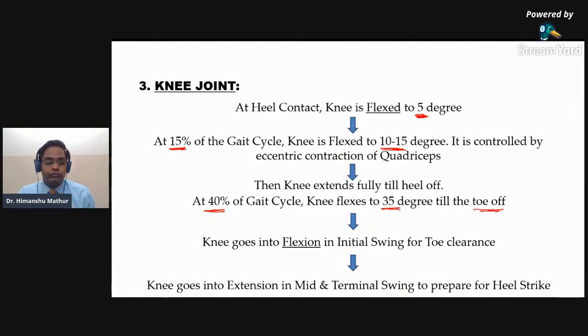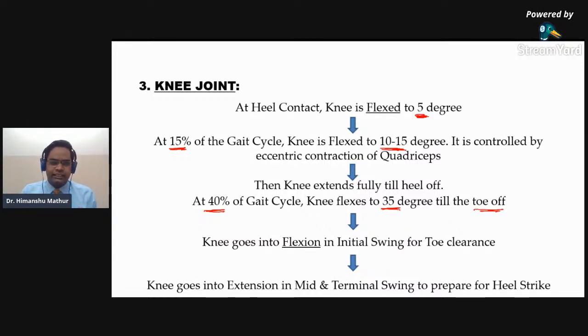Okay, you have your knee flexed to 35 degrees. Now the knee goes into flexion in the initial swing also, such that the whole foot clears the ground. Okay, you have to clear the whole foot on the ground, therefore our knee goes into flexion. Then the knee comes back again into extension to prepare for the next heel strike, right?